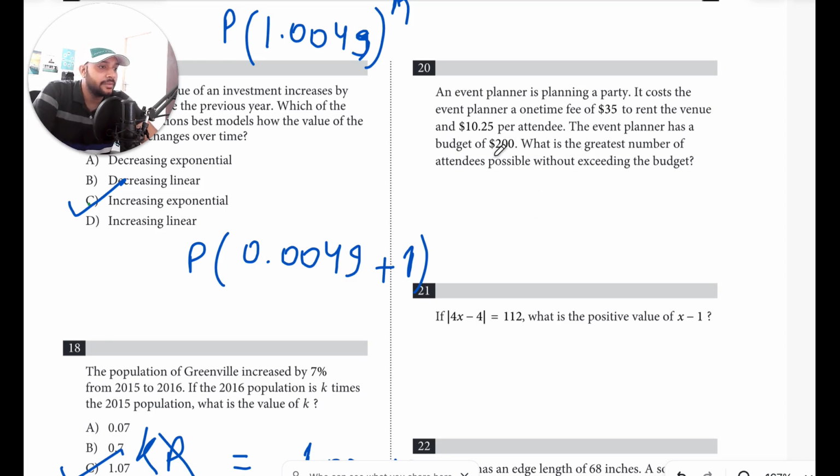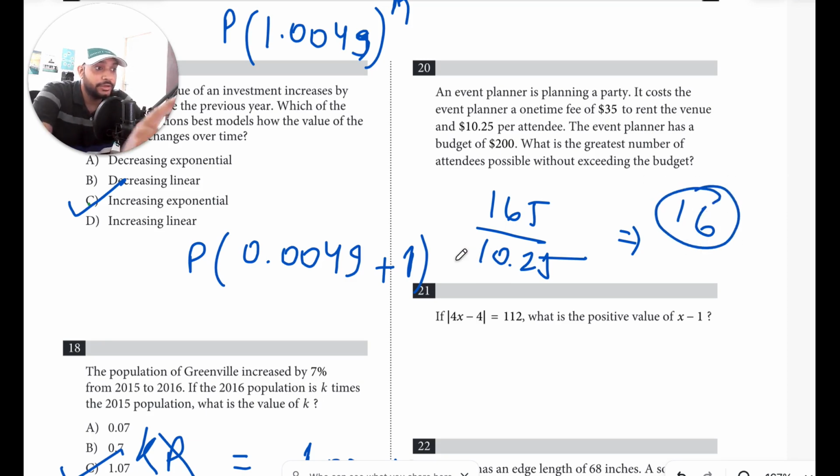35 decreased from 200 is 165. 165 is left for the attendees, divided by 10.25. Quickly calculate this. Let's say 160 over 10 is 16. 16 times 10.25 would still be 160 point something. The moment we do 17, it will exceed. So 16 is the maximum number of guests. No need to use the calculator here as well.